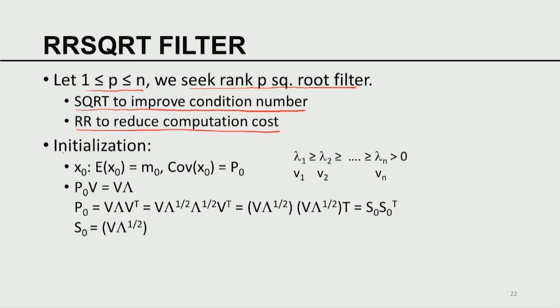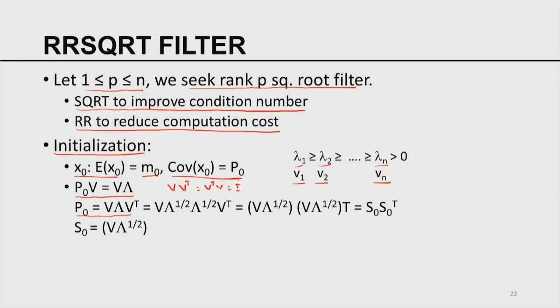So what is it that we do? Let us talk about the initialization stage. That is the mean, that is the covariance. Let V be the eigenvectors of P naught corresponding to the eigenvalues lambda 1 to lambda n. So lambda i, v i are the pair. I can collate all the eigenvectors into a matrix V, and all the eigenvalues along the diagonal and call it a matrix lambda. This is the classical eigenvalue decomposition. Since we already know V, V transpose V is equal to I.